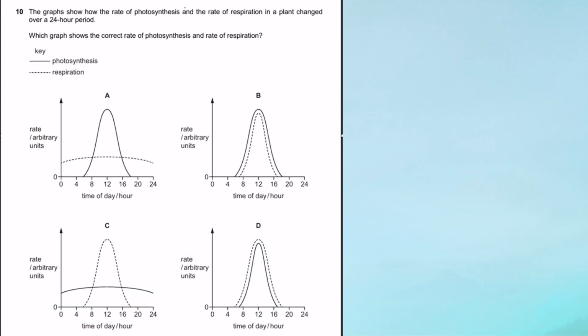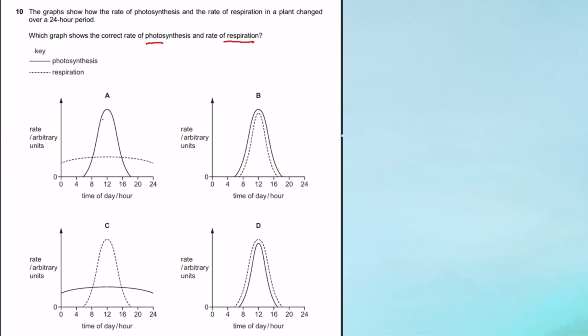This one here has a lot of information. It shows us graphs where we can see the rate of photosynthesis and respiration. Photosynthesis is a solid line and respiration is the dotted line. And we are just shown the rate in arbitrary units. We know that photosynthesis is in the daylight.